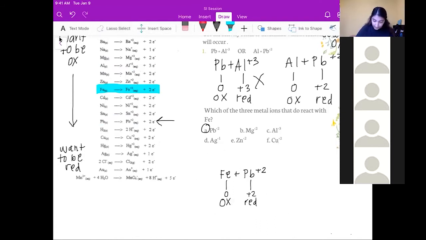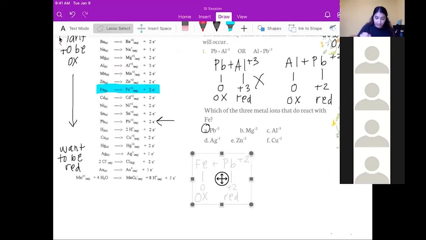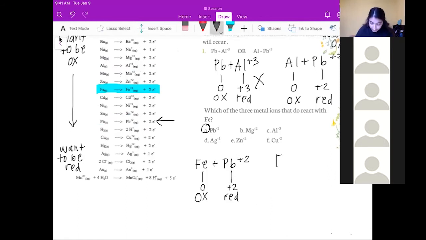let's do the next one. Let's do Mg plus 2. So we have Fe plus Mg plus 2. So this has charge 0 plus 2. It's getting oxidized, getting reduced. So let's find Mg on our activity series, sorry. So we know that the element that wants to get oxidized should be higher. So would this second reaction occur or no? No, correct, everyone. So this one would not occur.